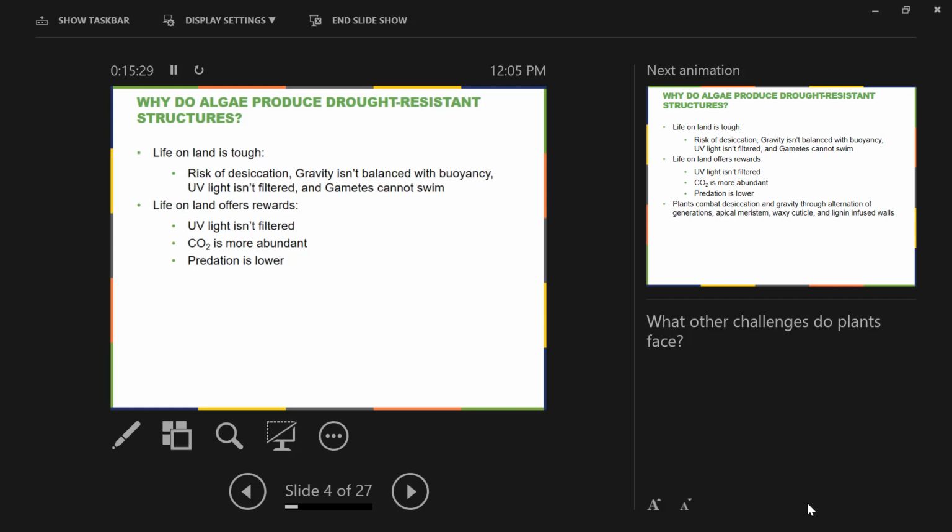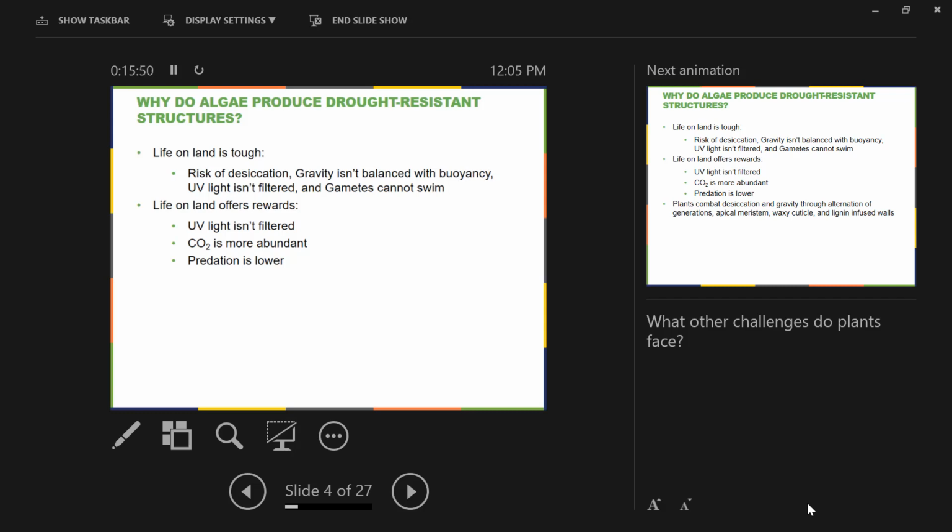There's nothing to eat, right? You can't have animals living on land with no plants, because then there's nothing for them to eat. And if there's nothing for the animals to eat, there are no animals for us to eat. And it's sad. Right? Okay, so predation is lower. So there definitely would be some benefits to moving onto land.